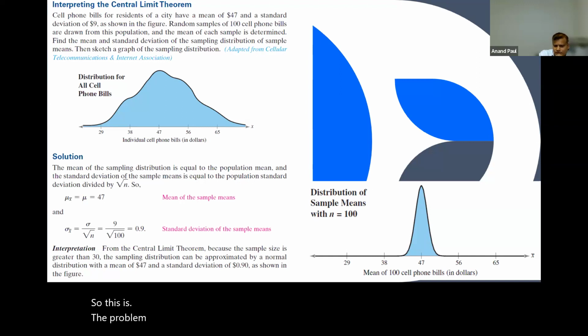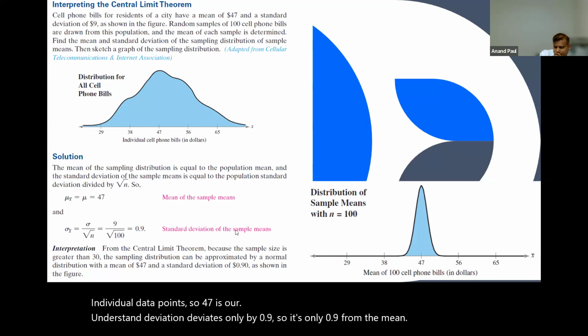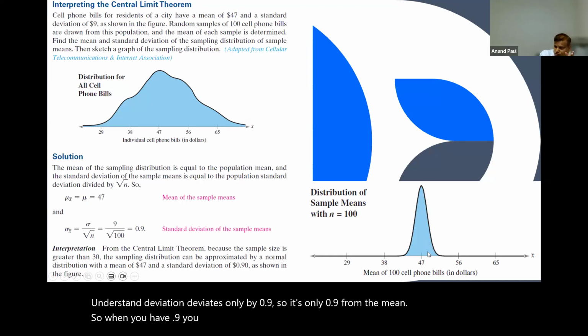So as you can see in this example, we are trying to draw the normal curve for the sample mean for 100 individual data points. So 47 is our mean value, and the standard deviation deviates only by 0.9. So it's only 0.9 from the mean. So when you have 0.9, you can see 47 plus 0.9 and 47 minus 0.9. So that's approximately like 48 and 46, you could say.